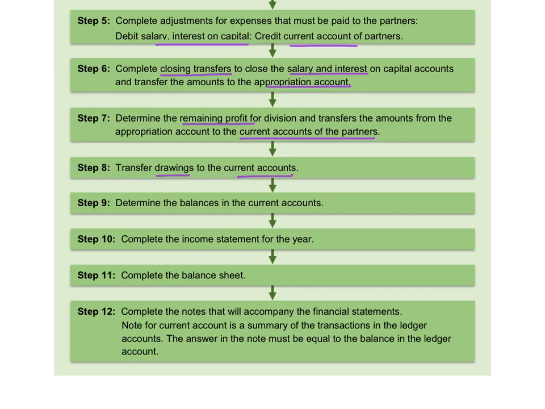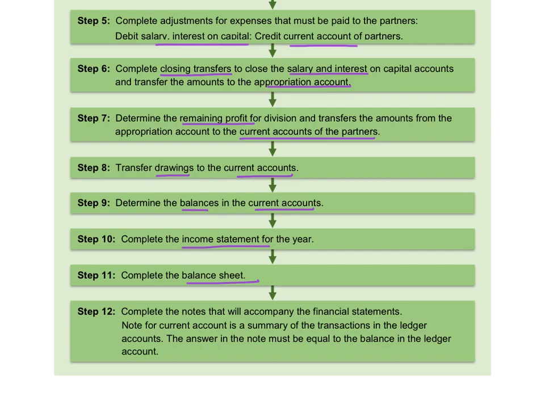And if we then balance the current account, it means that we can determine what is the outstanding amount at the end of the year, that the partners are still allowed to withdraw out of the business that they're entitled to. And if it's a debit balance brought down, it means that this partner took more money than he was entitled to, so he actually owes money to the partnership. Then we will complete the income statement and then the balance sheet, and then we will complete the notes that will accompany the financial statements.